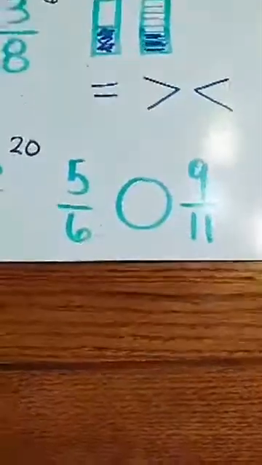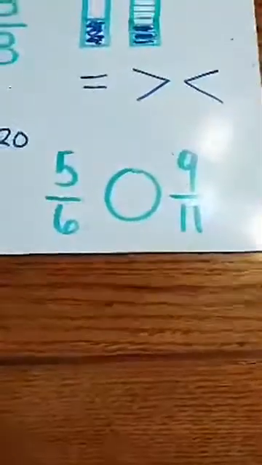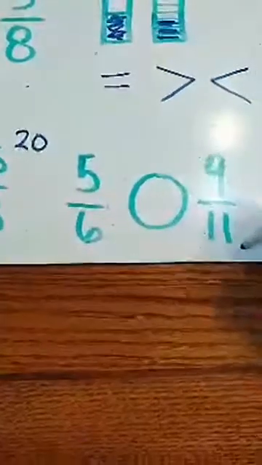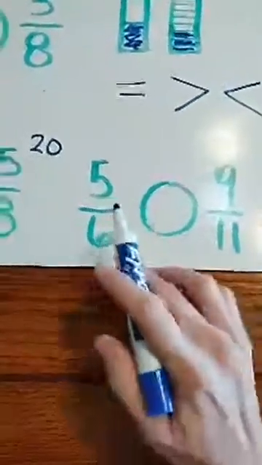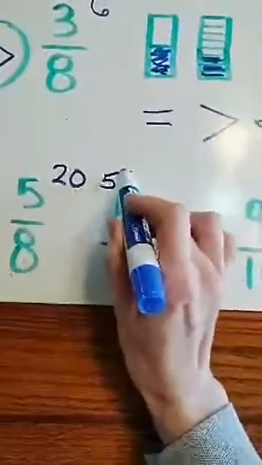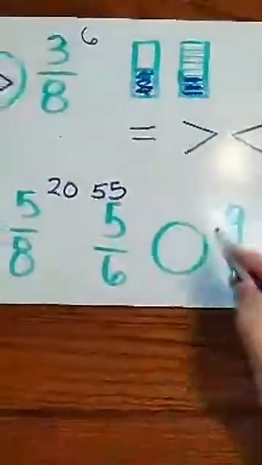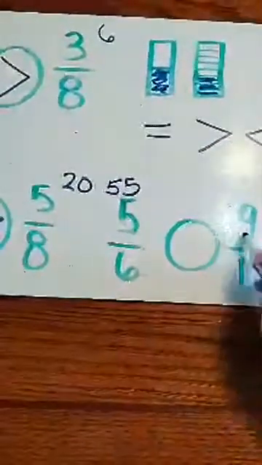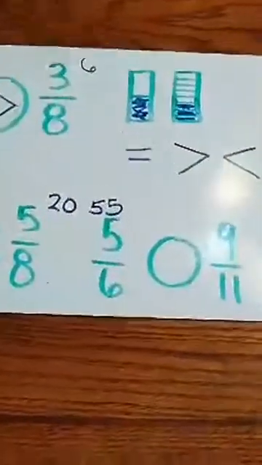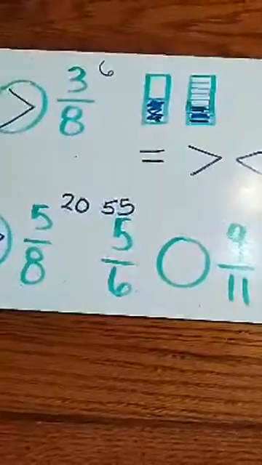I've got one more problem, guys. 5 times 11. Well, 5 times 1 is 5, and 5 times 1 is 5, so this is 55. Let's multiply diagonally here. 9 times 6. Woo! Here's a good time for me to show you the 9s trick.